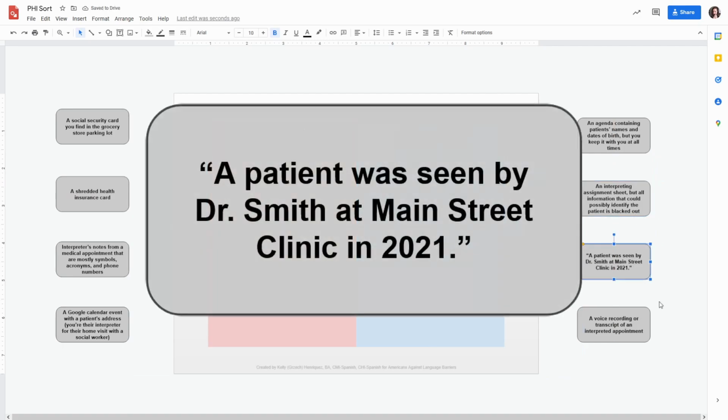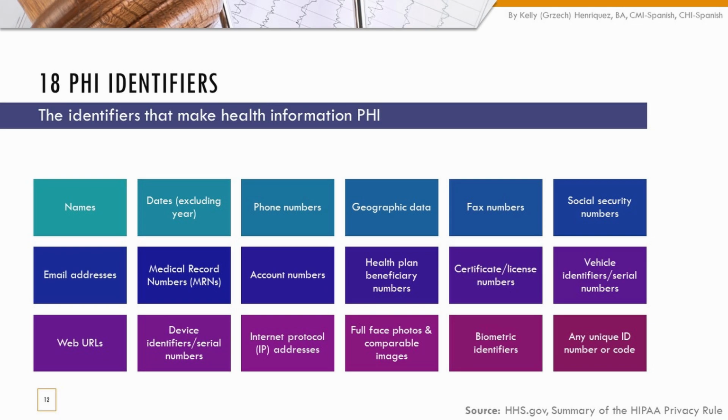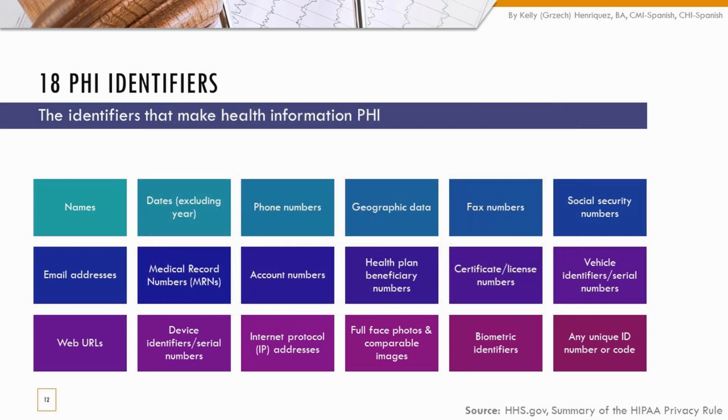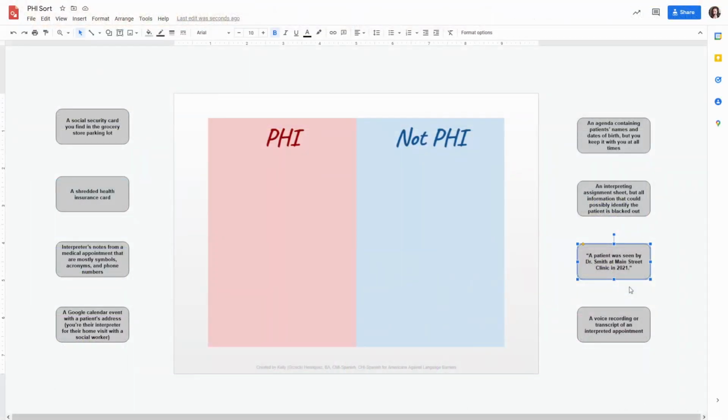Then we have here, a patient was seen by Dr. Smith at Main Street Clinic in 2021. So we need to remember our little diagram that we had when we were going over what is PHI and what isn't PHI, the 18 PHI identifiers. Do we have any PHI identifiers here? Now we might have the name of the doctor, the name of the clinic, and the year. But do we have any information here that would tie it back to a particular patient? No. So even though a lot of people answer that this was PHI, it's actually not PHI because we're not tying it back to an individual patient. We're making it very general.